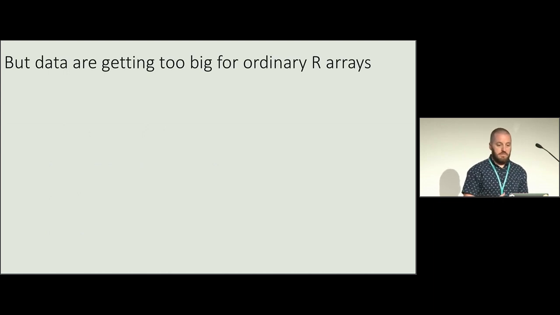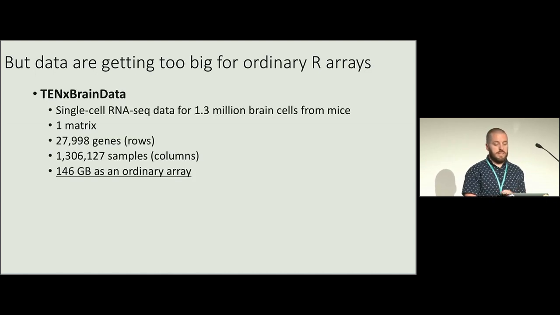The issue that we're facing, though, is that modern datasets are often too large to be stored in memory as ordinary R arrays. I'm going to give you two examples of this. The first is from a Bioconductor package called TENxBrainData, which packages up a dataset released by the 10x Genomics company for single-cell RNA-seq. If that means nothing to you, that doesn't really matter. The point here is we have a matrix with about 30,000 rows and 1.3 million columns. If you were to store this in R as an ordinary array, you're looking at about 150 gigabytes just to hold the data. That's not great fun.